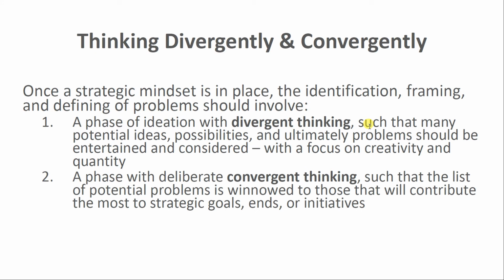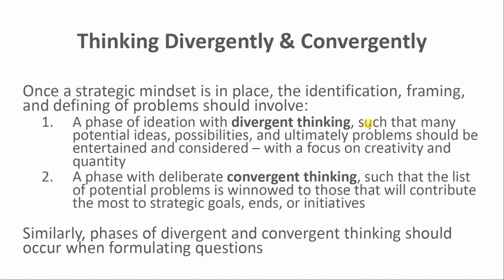Now, next or second, we engage in a phase with deliberate convergent thinking. And this means that we're going to engage in deliberate convergent thinking in which the list of potential problems is winnowed to those that will contribute the most to strategic goals, ends, or initiatives. So this is where we really narrow that large list or that large quantity of ideas, possibilities, and problems that we identified in the first phase and narrow them down to ones that we think are most promising or will have most value, or specifically strategic value.